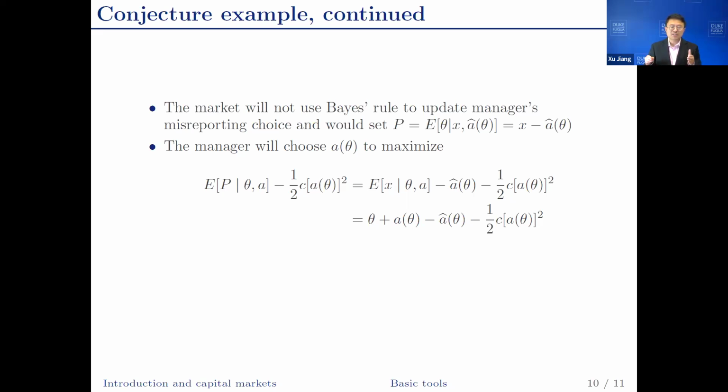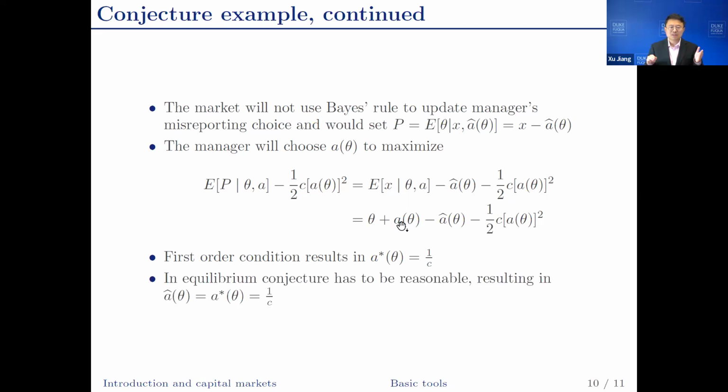So when the manager is choosing A theta to maximize the objective function, the manager has to take A hat as fixed. Only the A theta part is affected by the manager's choice. And the first order condition is going to give you A theta is 1 over C. And in equilibrium, the conjecture has to be reasonable, which means the conjecture has to be the same as the equilibrium choice. So A hat theta is going to be 1 over C as well. So this shows you how to solve a problem with endogenous actions.